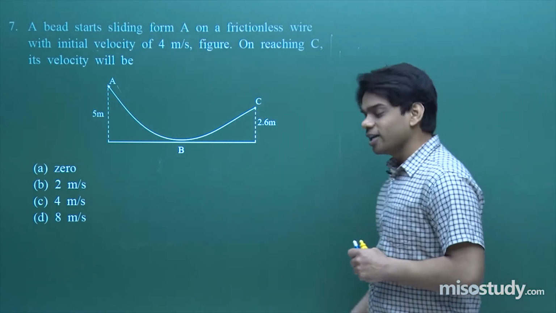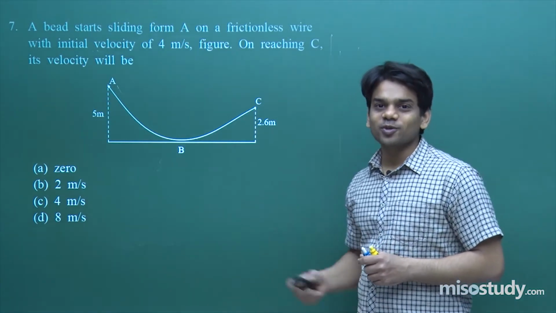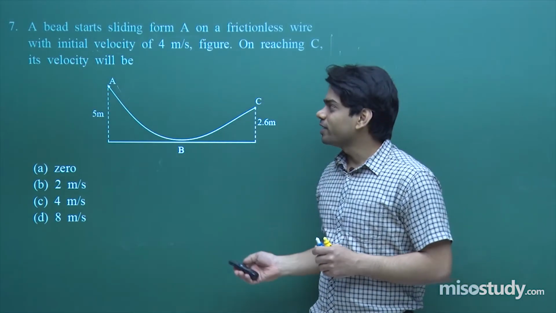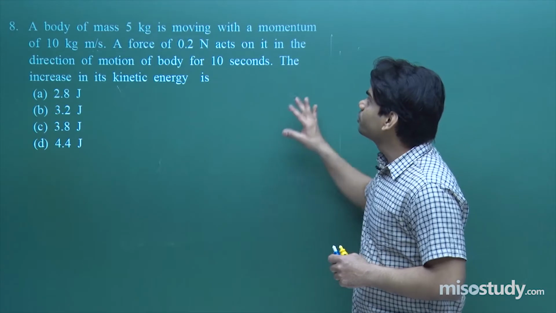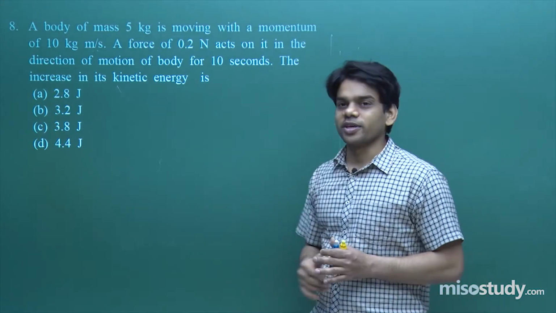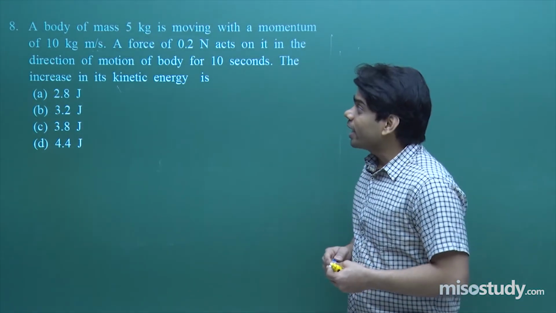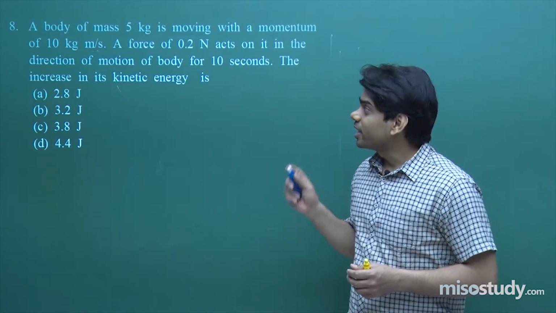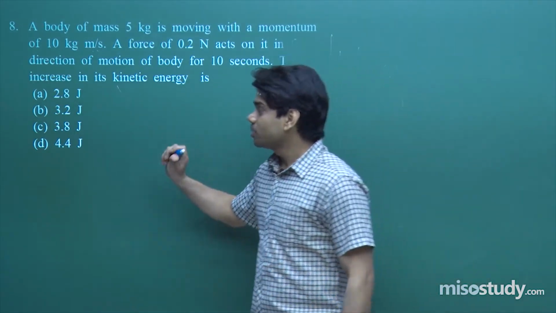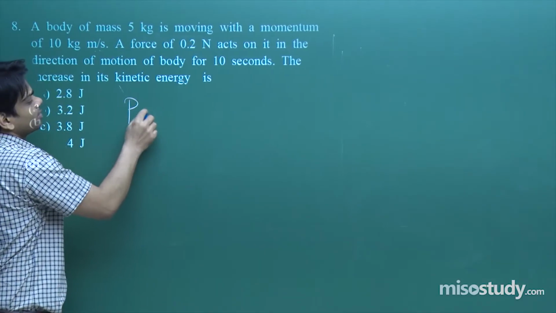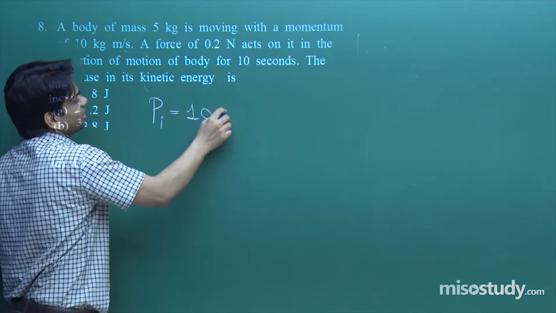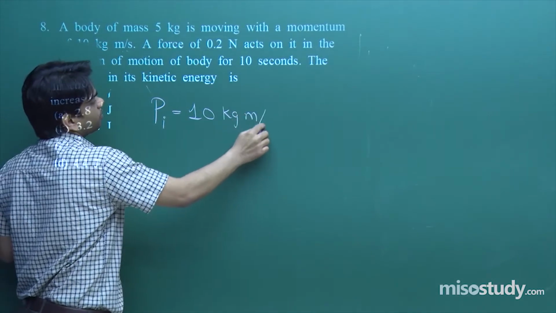I hope that this is clear to you all and you have learned a very good trick to solve this kind of question. So let's go ahead with the next one. 8th, a body of mass 5 kg is moving with a momentum of 10 kg meter per second. So we are given that in the first line, its initial momentum is 10 kg meter per second. I am writing here, initial momentum is 10 kg meter per second.